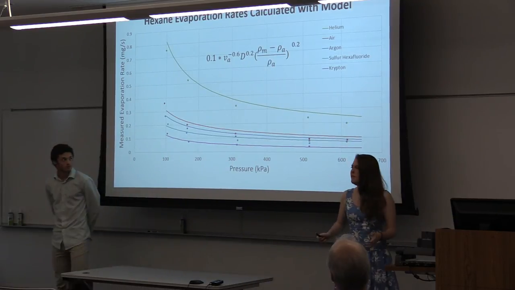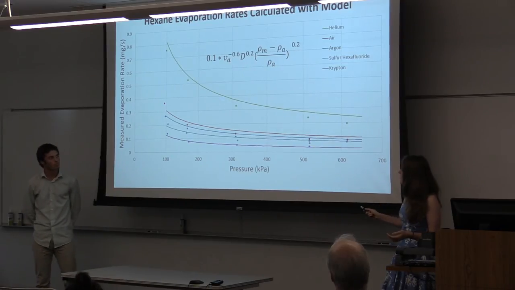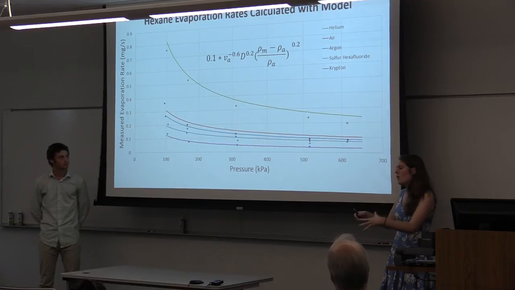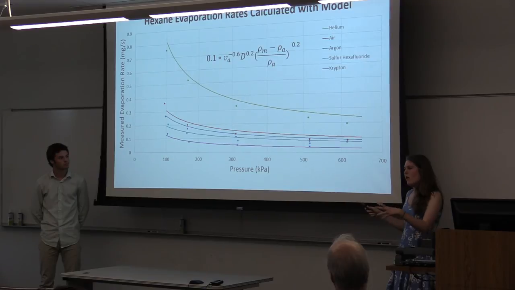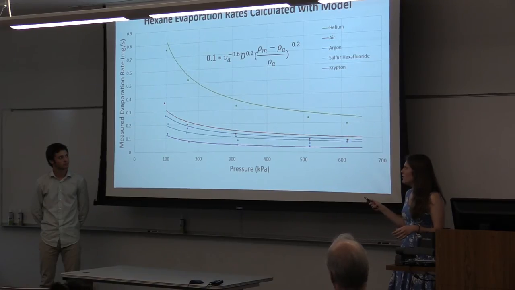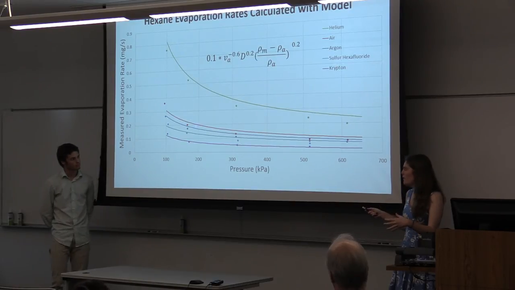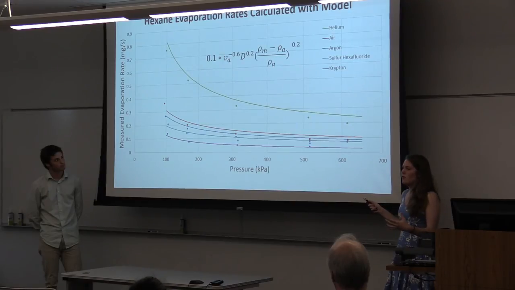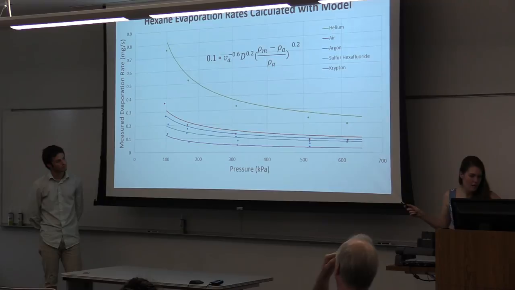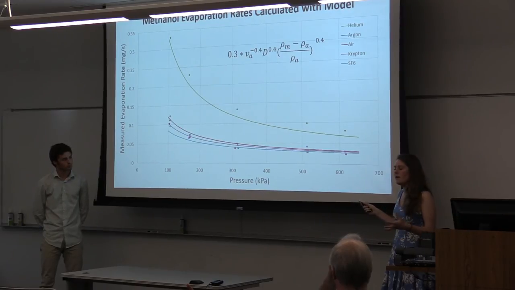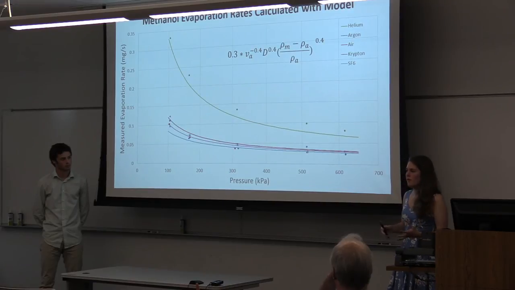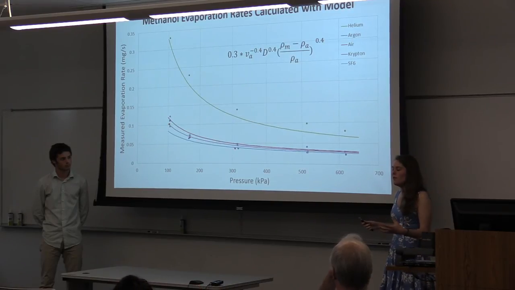So to find this correlation, we took all of our data points you can see on this graph, and we plugged them into the correlation. As you can see up in the top right-hand corner, we have our coefficients now plugged in. These lines here are our correlation graph with our data points. As you can see, it follows the general trends. As the pressure increases, the evaporation decreases. As the gas's molar mass increases, the evaporation rate also decreases. But our correlation doesn't match quantitatively. A lot of the data points are low. Same case with methanol: it follows the general trends, but just doesn't match quantitatively. We're hoping in the future to expand upon this correlation and to look further into it. And we're thinking perhaps we're missing something.